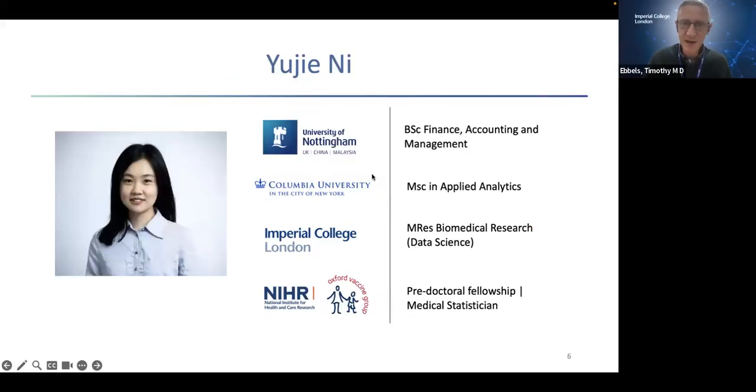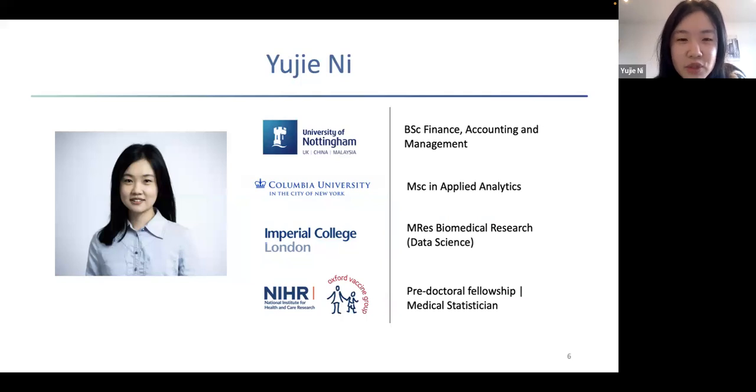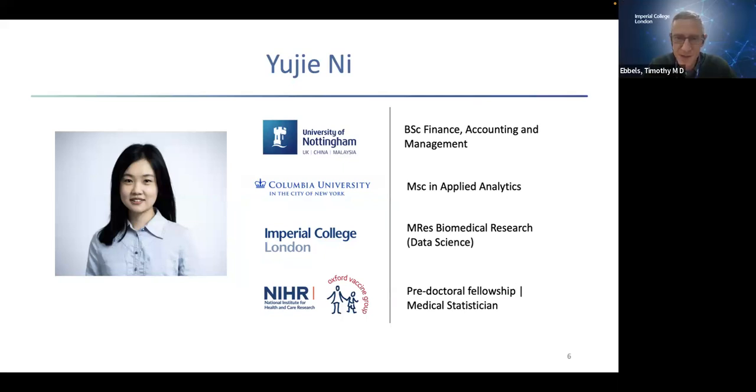Great. Thanks, Valentina. And Yuji, would you like to introduce yourself? Sure. Hi, everyone. My name is Yuji. At the beginning, I studied finance, accounting, and management, and then I got my first master's degree in applied analytics at Columbia University. And the MRes Biomedical Research Data Science stream is my second master's degree, and now I am doing an NIHR pre-doctoral fellowship in Oxford Vaccine Group as a medical statistician.